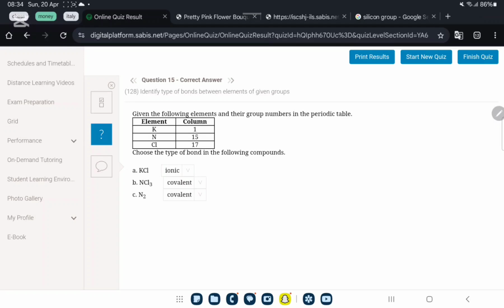Given the following elements and their group numbers in the periodic table, choose the type of bond in each of the following compounds. KCl: K, potassium, is a metal, Cl is a non-metal, so metal and non-metal is ionic. NCl3: nitrogen is a non-metal, Cl is a non-metal, non-metal and non-metal is covalent. N2: two non-metals, so covalent.